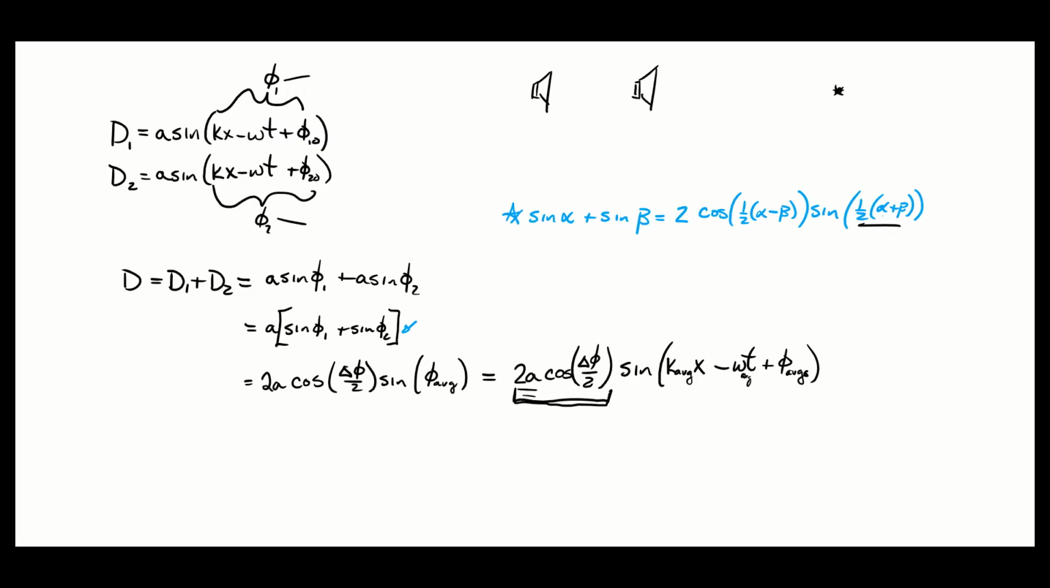So when does that happen? Well, it all depends on the cosine of that phase difference over 2, right? That's going to determine how big the amplitude of the resultant wave is that we're seeing. We're still going to see the same sort of sinusoidal wave. It's just going to have an amplitude that depends on that phase difference.